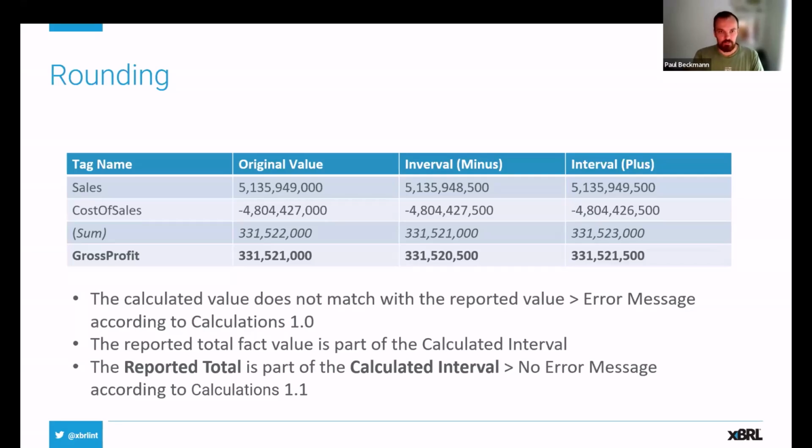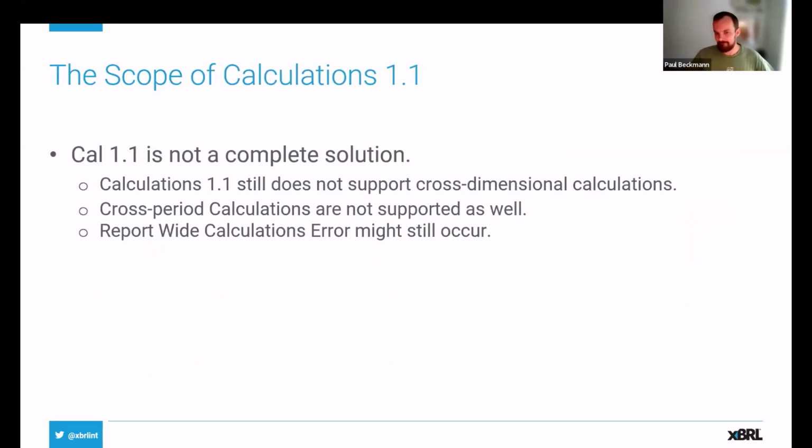We are speaking about Calculations 1.1. It's not all set up. There are still some things Calculations 1.1 is not capable of doing, as it is not a complete solution. It does not support cross-dimensional calculations, for example. Cross-period calculations aren't supported as well. And things that still can happen are report-wide calculation errors. This is something Calculations 2.0 might tackle at some point in time, but as of now, there's nothing we are capable of doing.